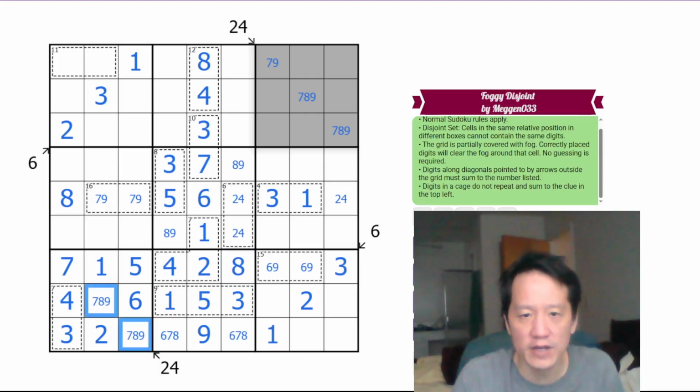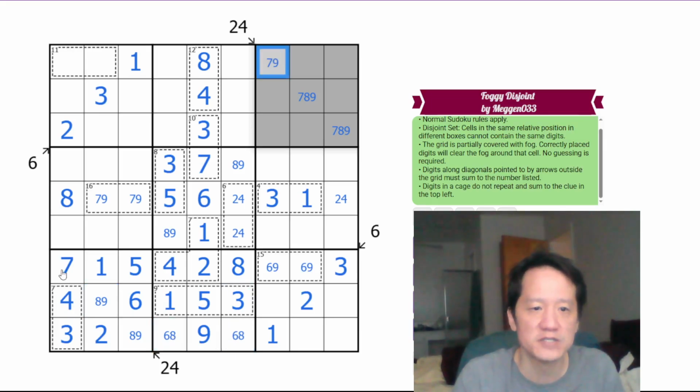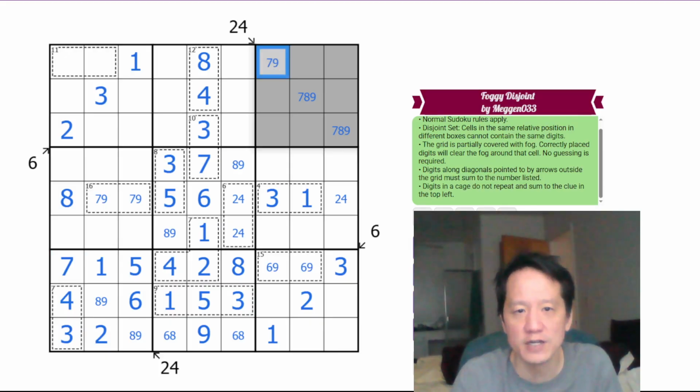These can't be 7 anymore. This can't be 7 anymore. And this can't be 7 because of the disjoint set rule. So this must be a 9, which makes that a 6, which makes that a 9. These can obviously no longer be 9.